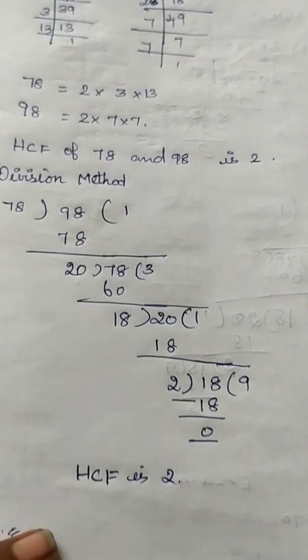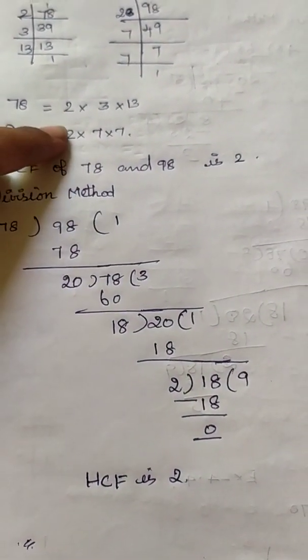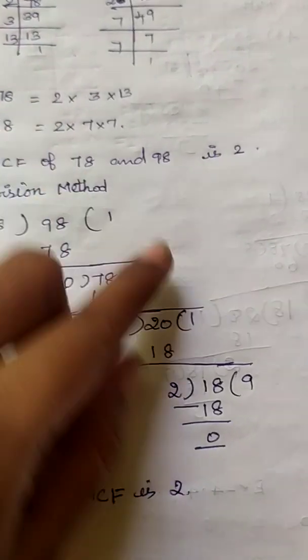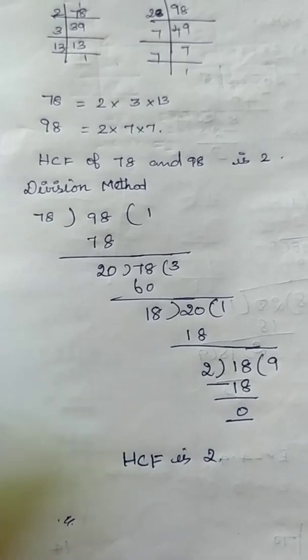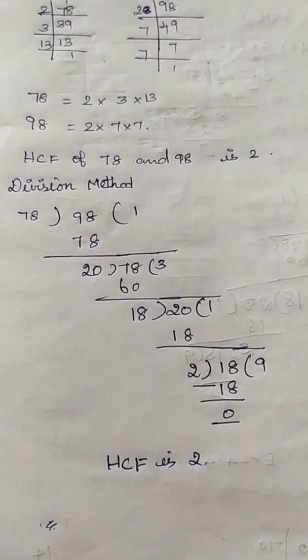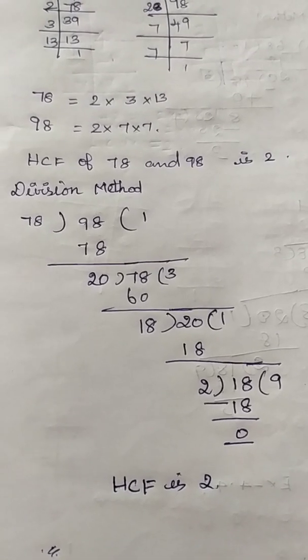HCF means highest common factor. When you look at both the factorizations, 2 is the only common factor, so your answer is 2. We have found the HCF as 2 in the prime factorization method. We are going to check it by solving in the division method.